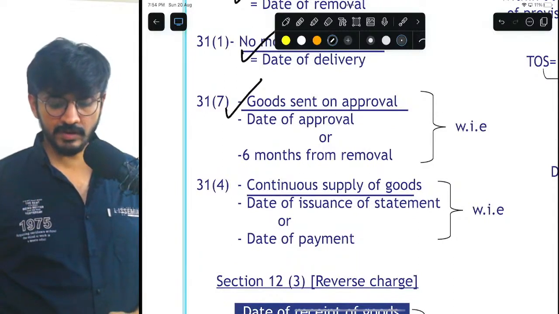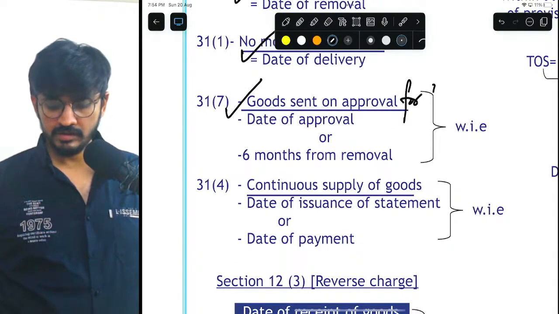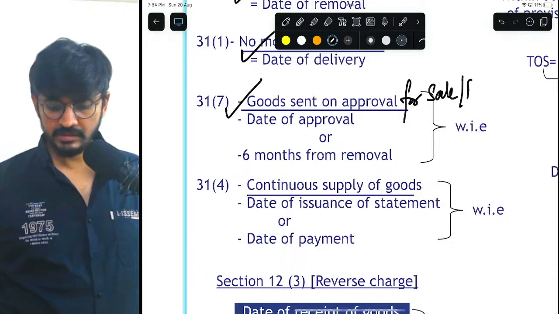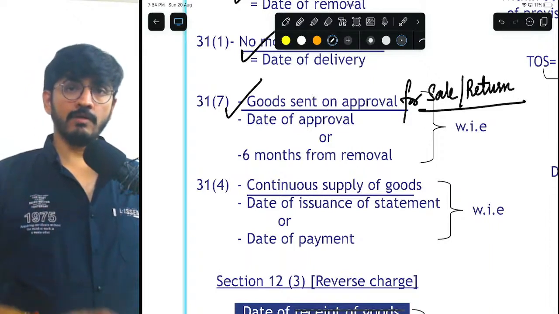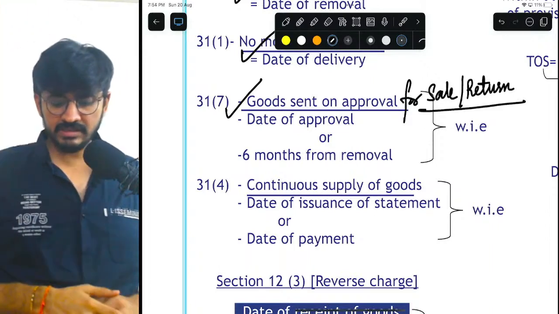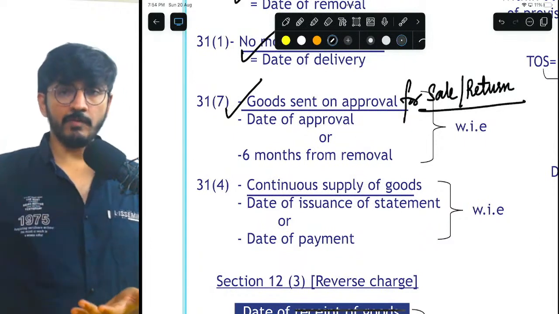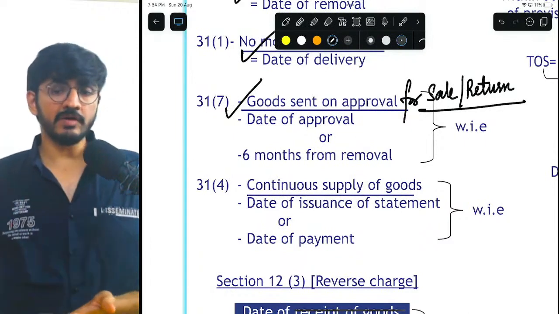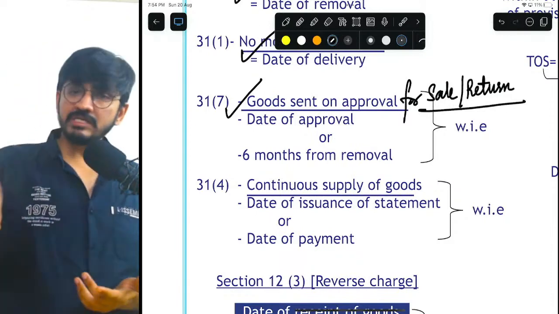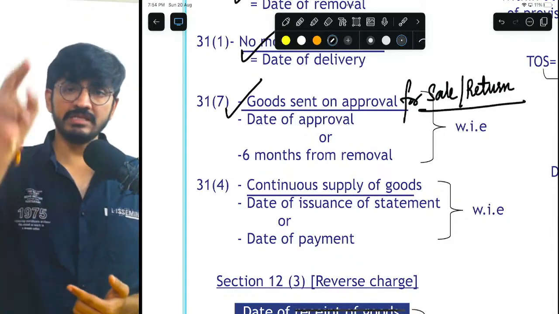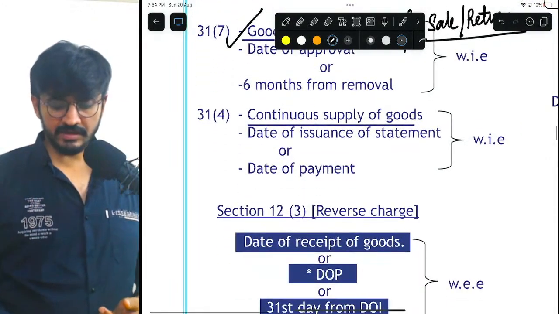Third, in case where goods are sent on approval for sale or return basis, the last date will be date of approval or 6 months from the date of removal, whichever is earlier. Correct. Okay. Next, my dear friends.